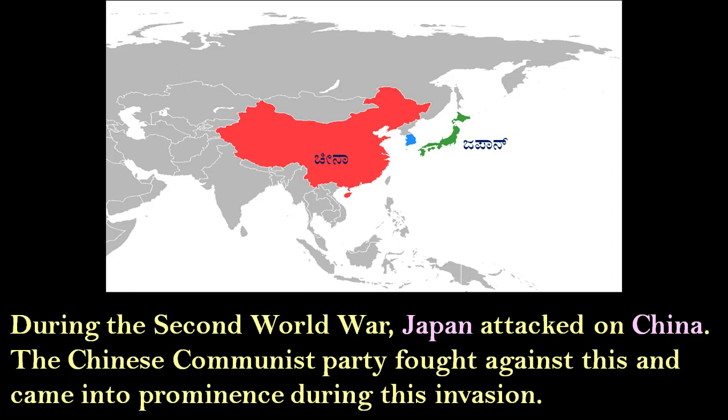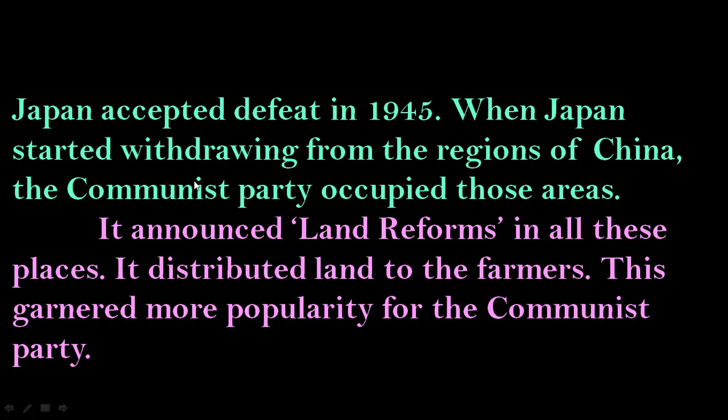During the Second World War, Japan attacked China. The Chinese Communist Party fought against this and came into prominence during this invasion. Japan accepted defeat in the year 1945 and started withdrawing from the regions of China. The Communist Party occupied these areas.